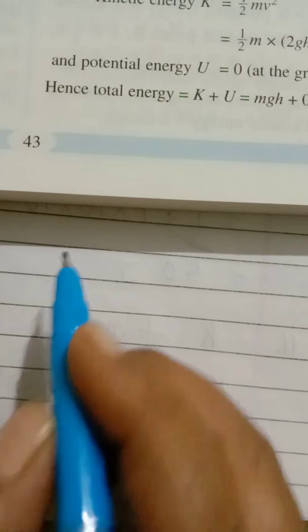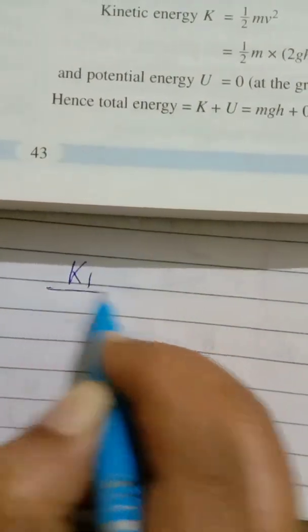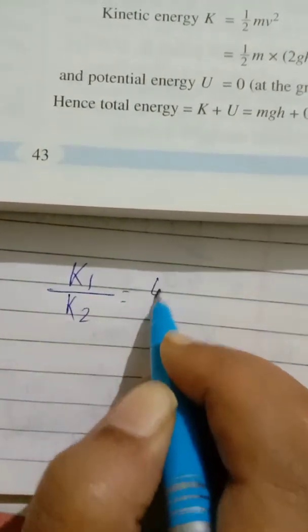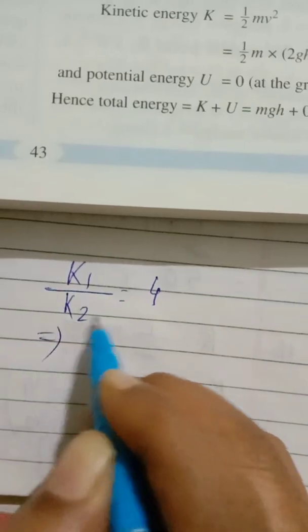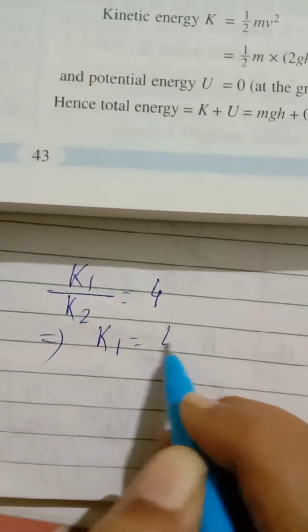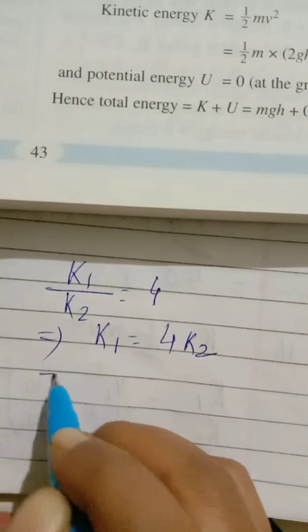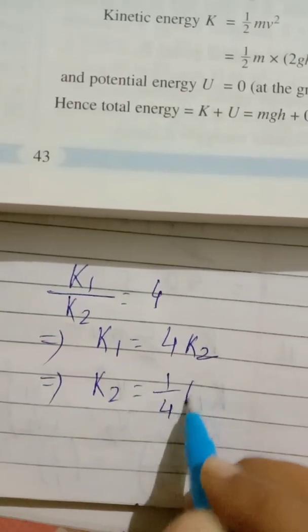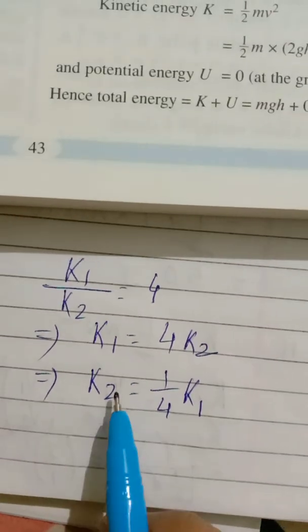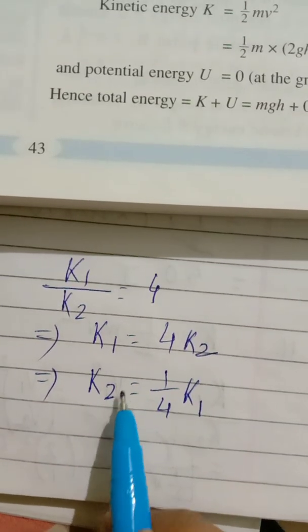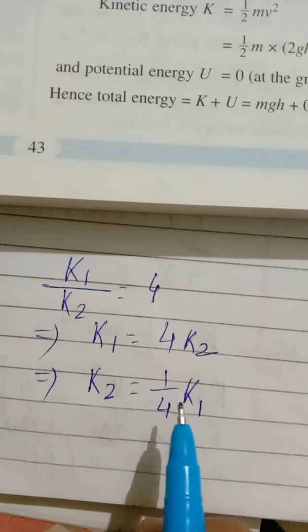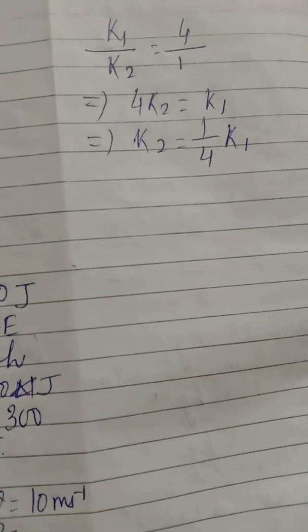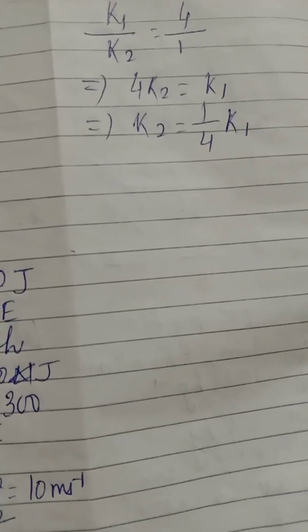So here we got k1 by k2 is equal to 4. This implies k1 is equal to 4 k2, or we can write k2 is equal to 1 by 4 k1. That means the new or final kinetic energy is 1/4 of the initial kinetic energy. This is your answer.